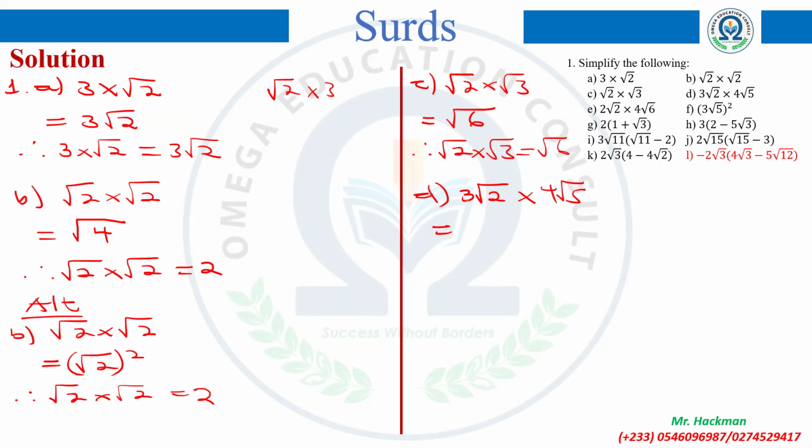This will be equal to, here, the coefficient of your first factor is 3. That of the second one is what? 4. You multiply the coefficients, so it will be 3 times 4, and that is 12. Then multiply the radicals, so it will be 2 times 5, that is 10. This cannot be reduced. It's already in its reduced form. So you draw your conclusion. Therefore, 3 root of 2 times 4 root of 5 is equal to 12 root of 10. All correct.